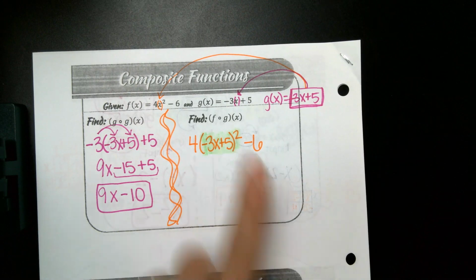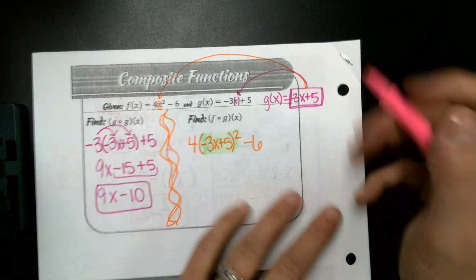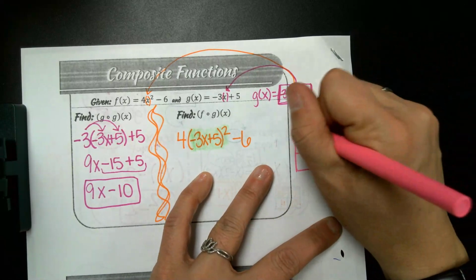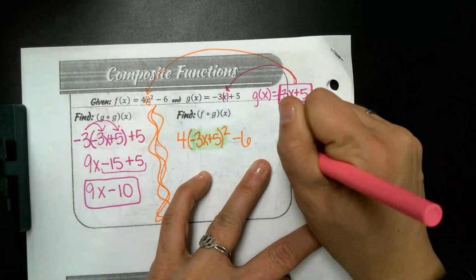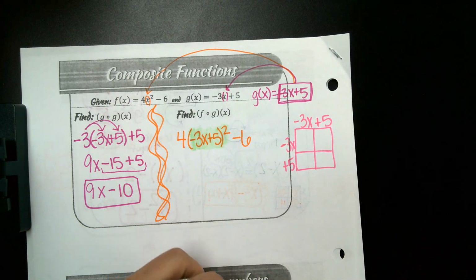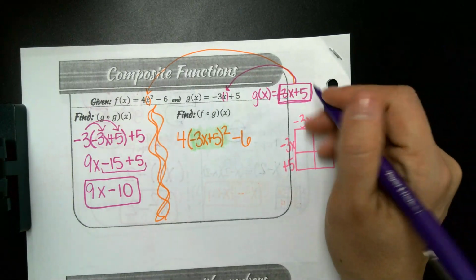Okay? Well, what kind of problem is that? It's a box. It's always a box. There's a lot of box problems we do. So we have negative 3x plus 5 times itself. Start filling out that box for me. Remember, when you multiply, your exponents change. So negative 3x times negative 3x.